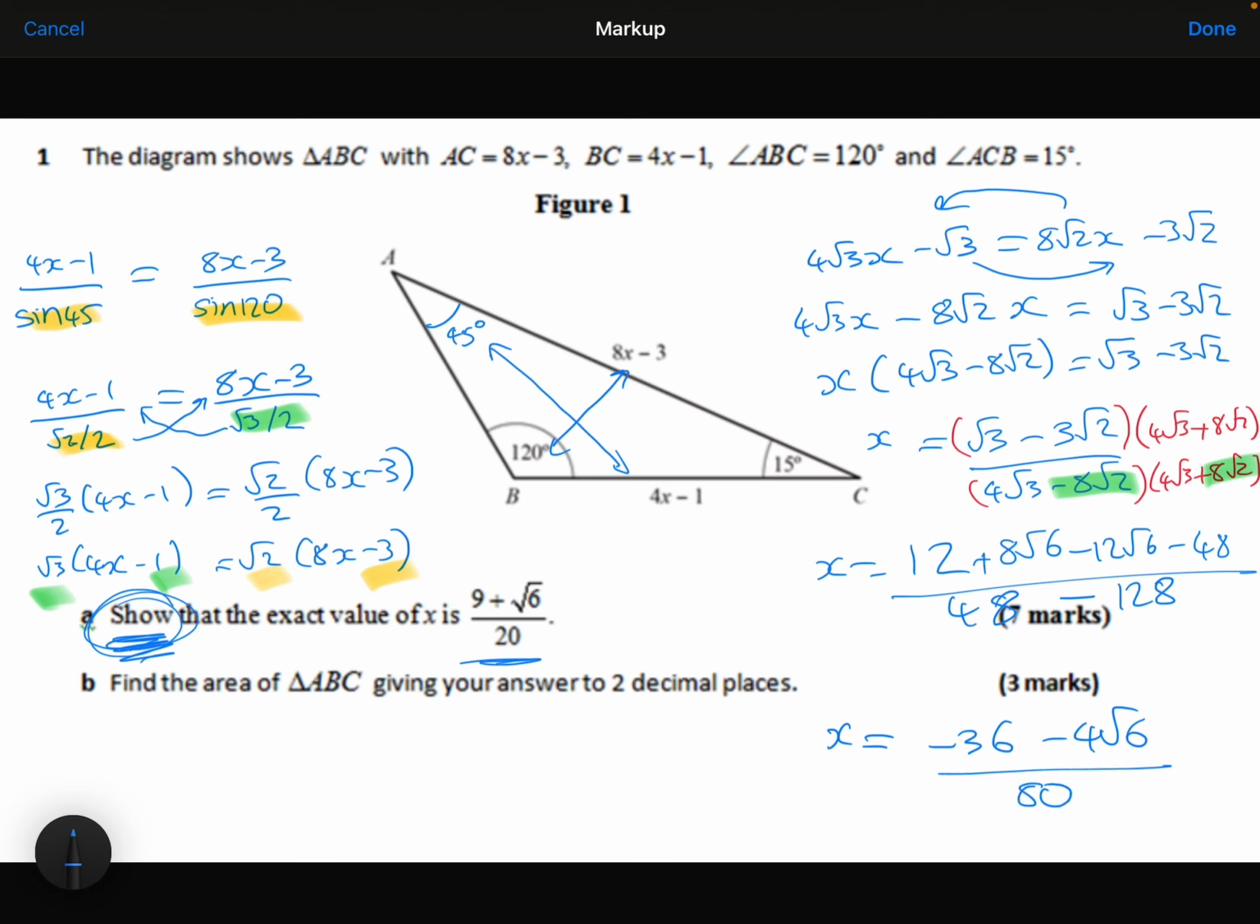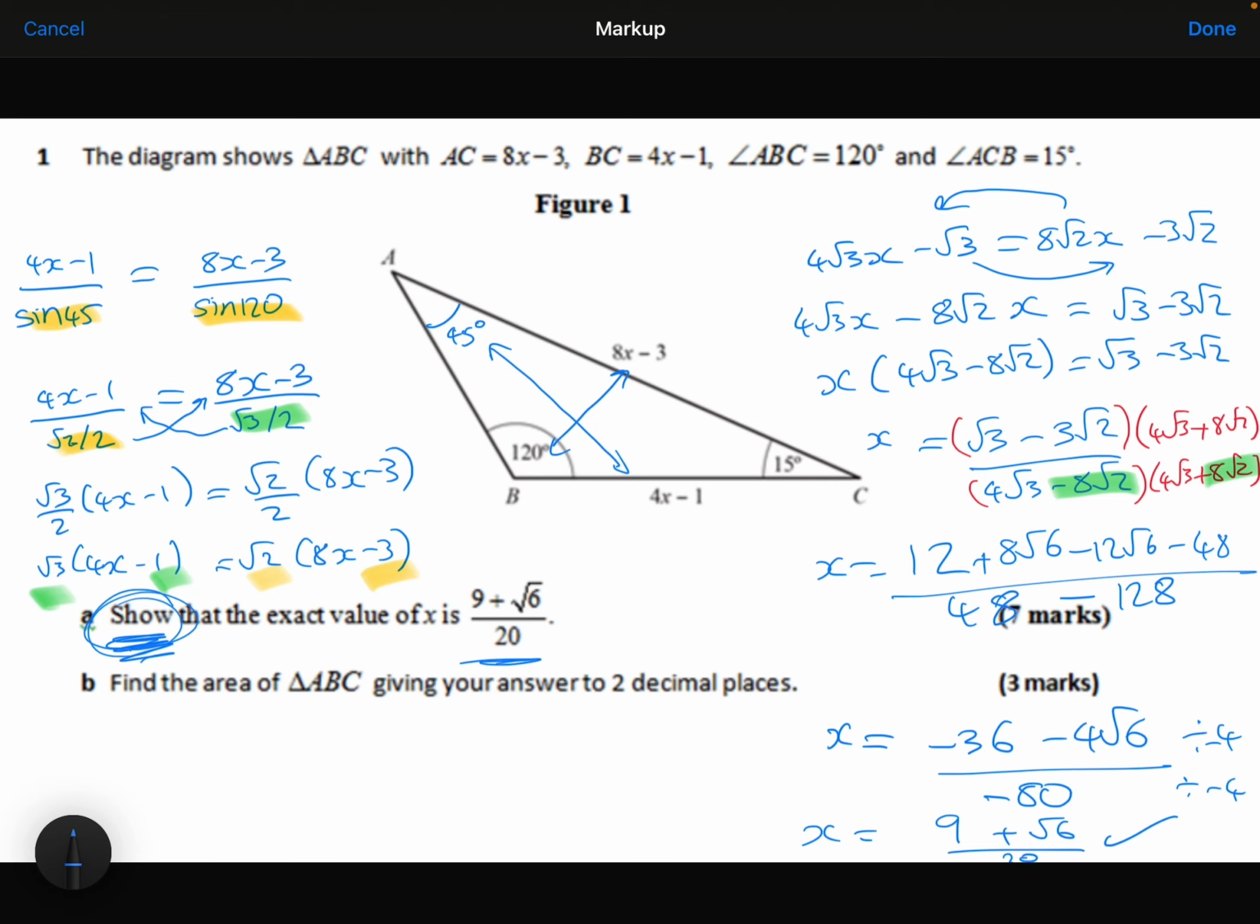The denominator is minus 80. And now just divide top and bottom by minus 4. The minus 36 divided by minus 4 is 9. The minus 4 root 6 divided by minus 4 is root 6. And the minus 80 divided by minus 4 is positive 20. And that's what we needed to show. So that's the answer to part A.